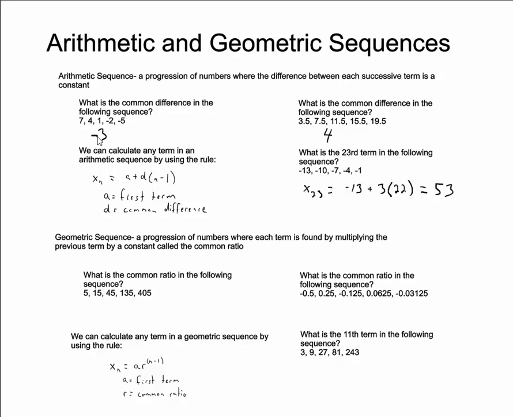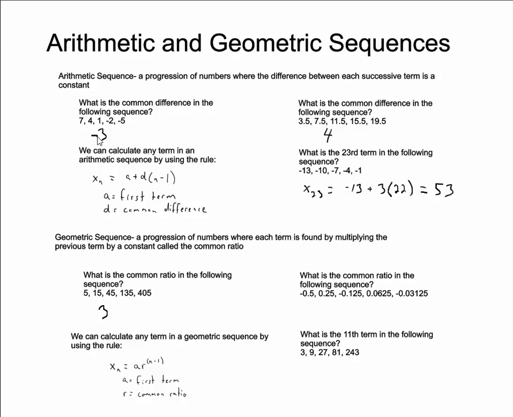Well, if you take 15 and divide it by 5, so you take the second term and divide it by the first, you'll notice that you get the answer of 3. Likewise, if you take the third term divided by the second term, so 45 divided by 15, you also get 3. So the common ratio here is 3. In the next example, what is the common ratio in the following sequence? Negative 0.5, 0.25, negative 0.125, and so on and so forth.